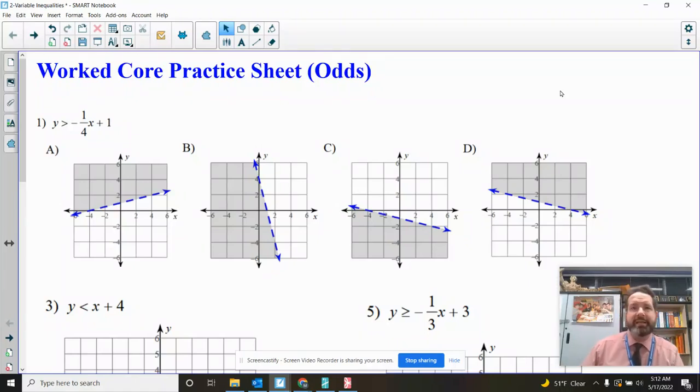Let's work through the odd numbered problems on this core practice sheet. All right, first one. It's a multiple choice question. So let's talk about multiple choice strategies you can use to narrow your options down.